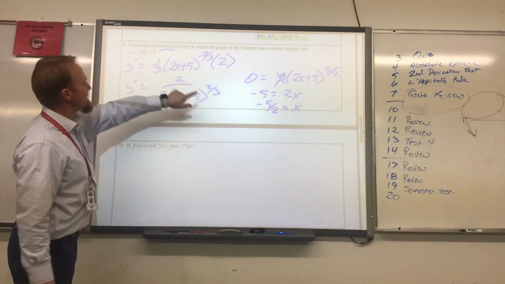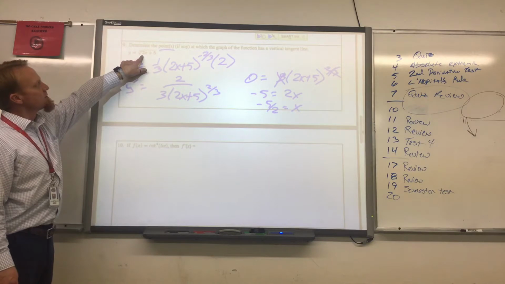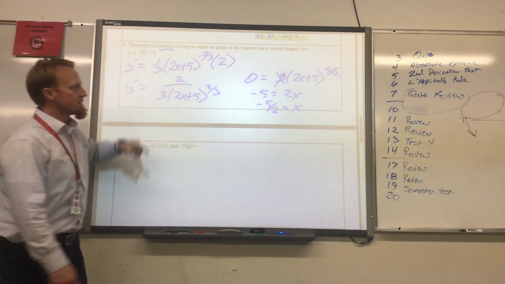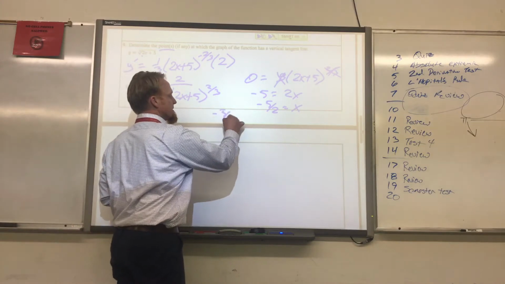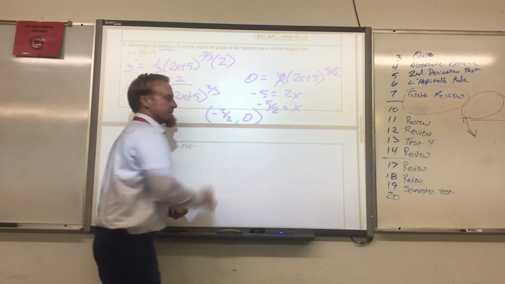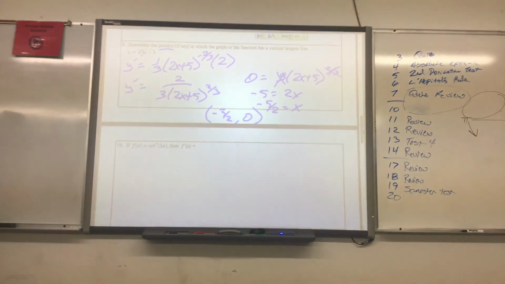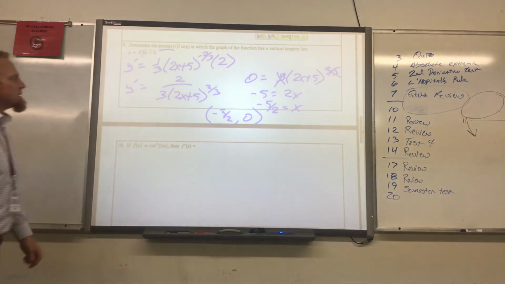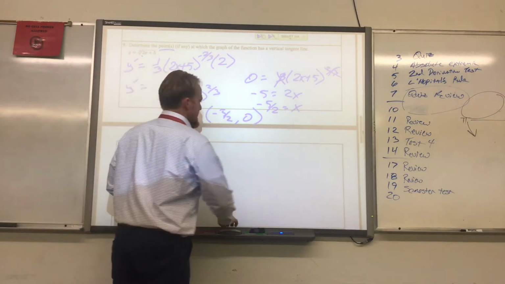Okay, so if I plug negative 5 over 2 in here, the 2's are going to cancel. Negative 5 plus 5 is 0. So my point is negative 5/2, 0. Couldn't you write 3 times the cube root of (2x plus 5) squared? Yes, same thing.